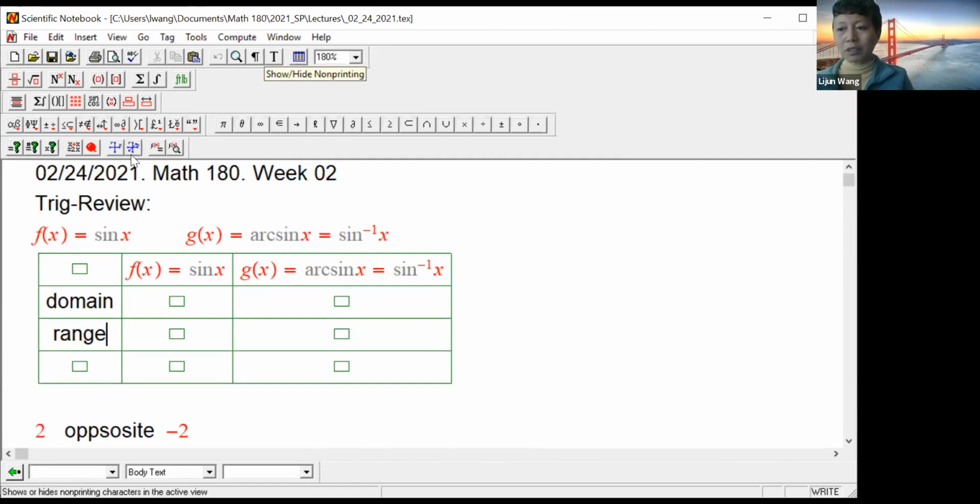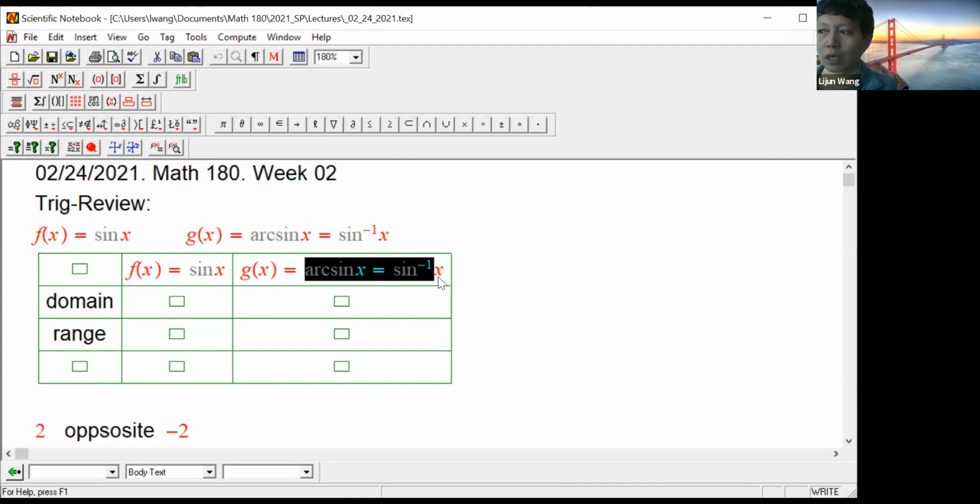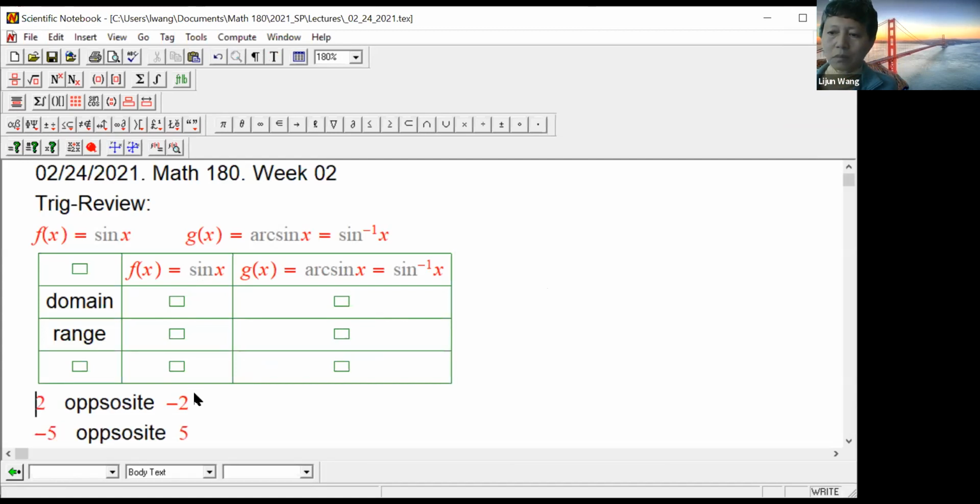So could you please tell me what the domain for sine x is? And what the domain for arc sine x is? And by the way, do you know these two notations mean the same thing? If you draw the sine curve, can you mark a few points for me? If you draw the arc sine curve, can you mark a few points for me? I said the minimum is 5 points. Can you mark 5 points on the graph? If you mark those 5 points correctly, that tells me you understand.